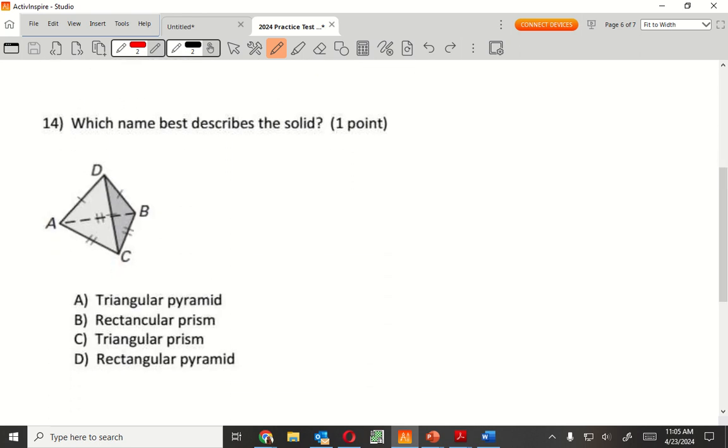All right, what name best describes this solid? Is it a pyramid or is it a prism? It's a type of pyramid, isn't it? Do they go up to a peak? Yeah, it goes up to a peak, so it's not a prism. Is it a triangular pyramid or a rectangular pyramid? Triangle, because my base is a triangle, right? So yes, the base right here is a triangle, so it makes it a triangular pyramid.